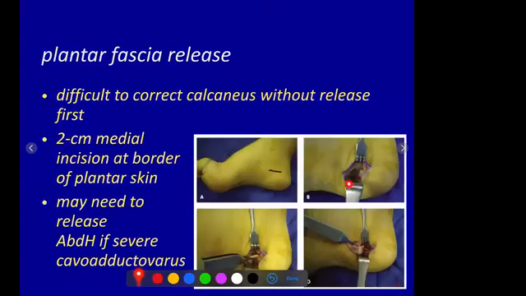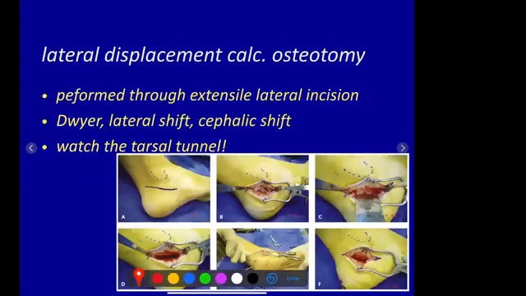The next step that I usually do is sometimes assess the Achilles tendon to see if it is tight. Usually the Achilles tendon is not tight. In some cases it may be tight, and we'll see some of those cases later. But I do a lateral displacement calcaneal osteotomy, where you are doing an osteotomy through the calcaneus on the lateral side. The one that I typically use is a Dwyer's osteotomy. In a Dwyer's osteotomy, you take a wedge of bone and then you shift the calcaneus laterally.